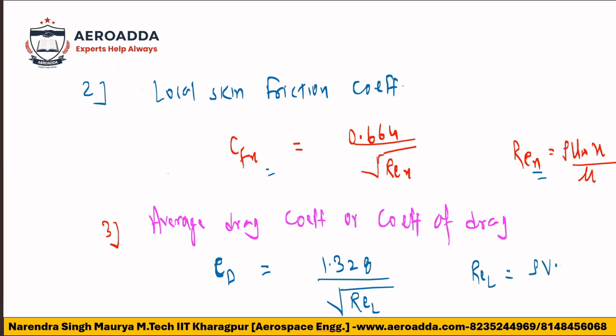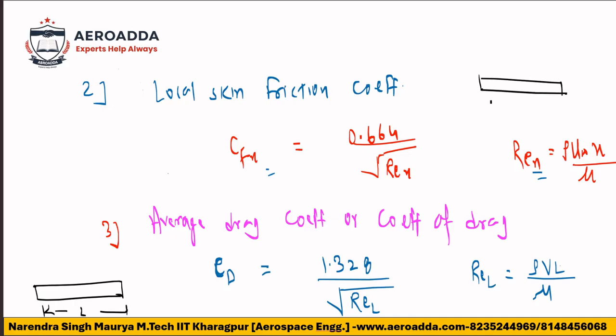ReL is for the complete length of the plate. What is the meaning of this? Here you will be taking the full length of the plate, whereas there you were taking any distance x and calculating friction. Correct. I hope it is very clear. These three formulas I have given, I'm sure with the help of this you will manage. So this is the one thing.